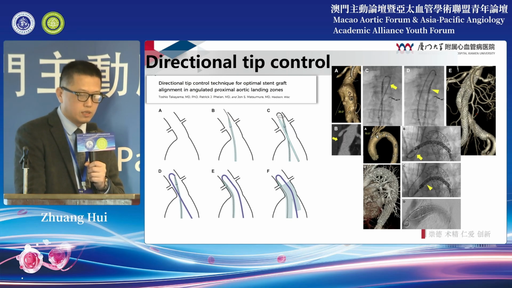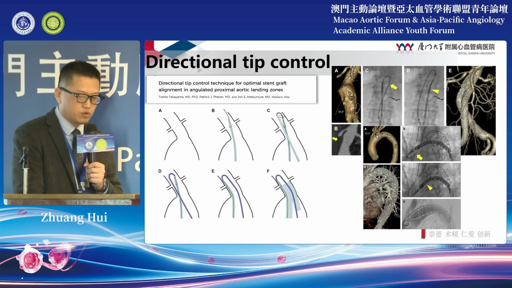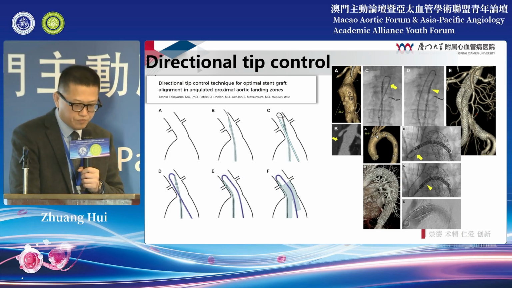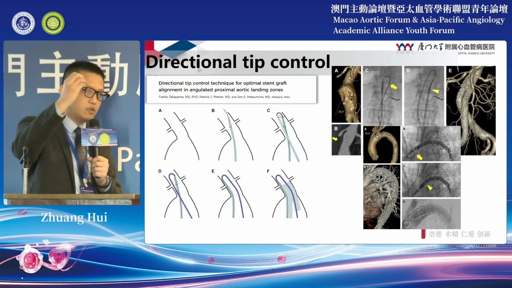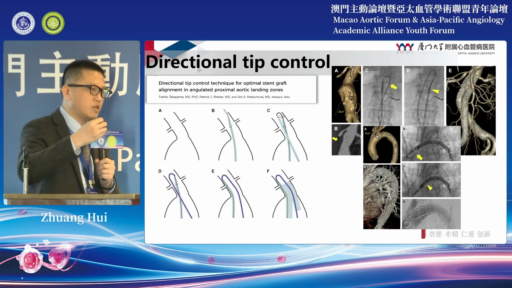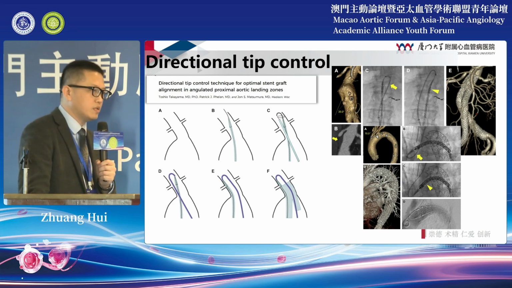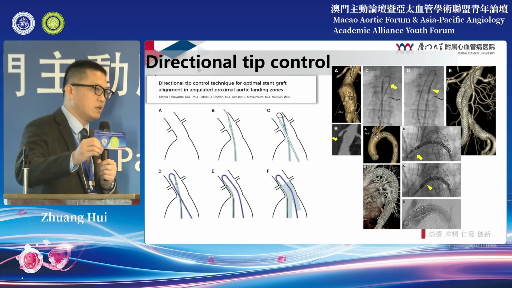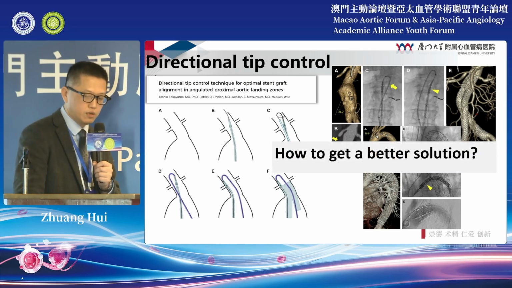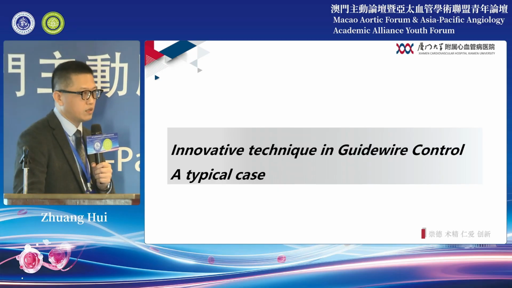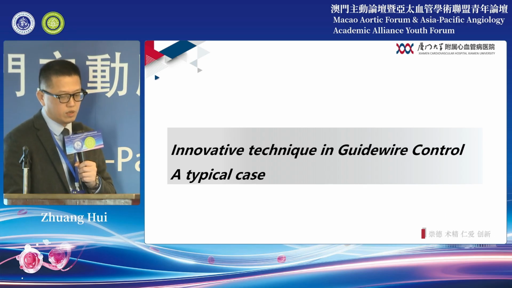So you see these articles, they gave me some light to think about that. It was like directional tip control. There were articles that came from other vascular surgeons. They invented to use the sheaths to catch the tips of the stent graft. I think it was reasonable, and we tried it, but found there were some disadvantages, because this sheath is a little bit stiff, so it's hard to get the angle and we cannot catch it. So how to get a better solution? I try to solve this problem with an innovative technique in guidewire control.